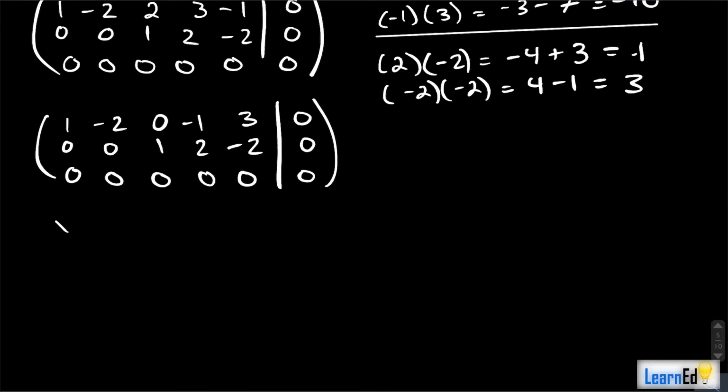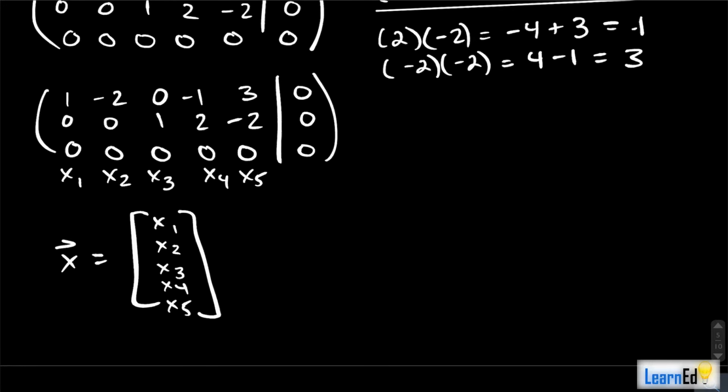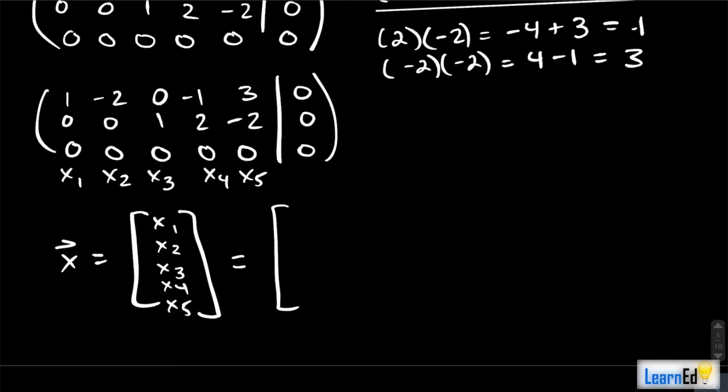Let's call this column x1, we'll call that x2, x3, x4, and x5. Okay, and we know that this solution vector, this x, is equal to these vectors represented as a column vector, right? So what is x1? Well, x1, first off, it's not a free variable, right? Our non-free variables are x1 and x3. So those are going to be described in terms of the free variables, which is x2, x4, and x5, right?